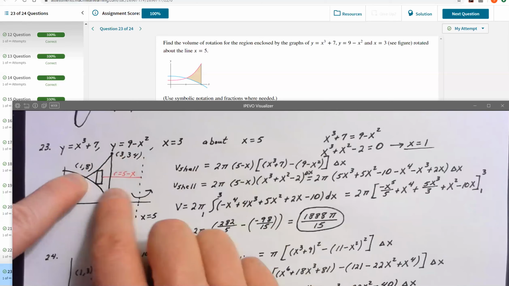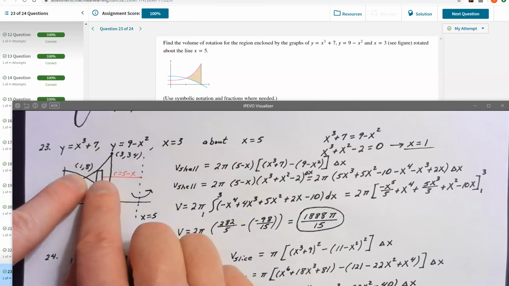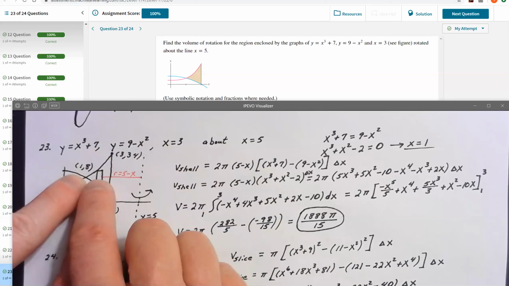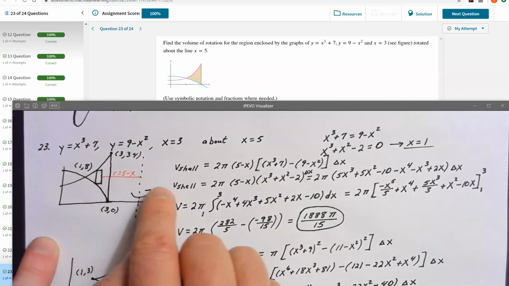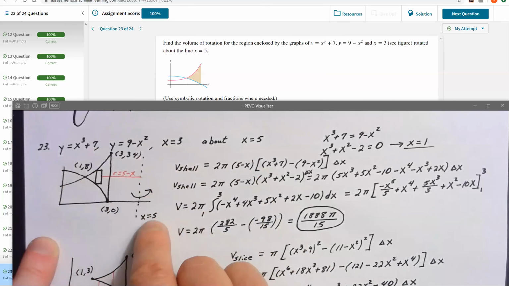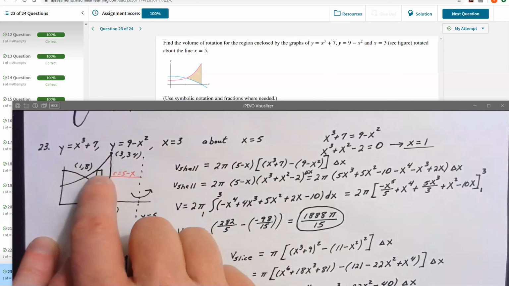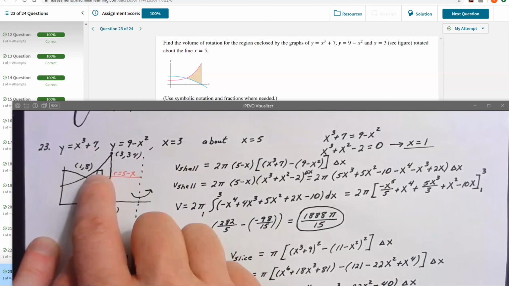That comes from the base of the shell. After its rotation, it's the circumference. And so you'd say, well, the circumference, of course, is 2 pi r. R is going to be the distance from the axis of revolution to this shell. What's the location of the shell? It's at x, as x goes from 1 to 3. Well, the axis of revolution is over here at 5. So our radial length is going to be 5 minus x. It is always, always right minus left.